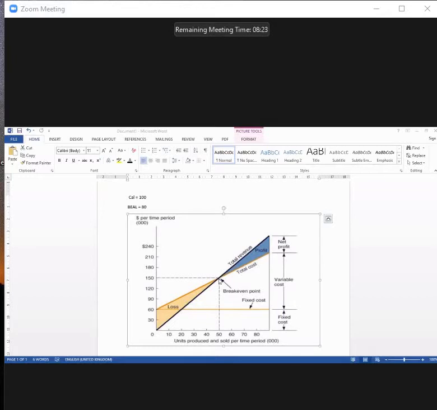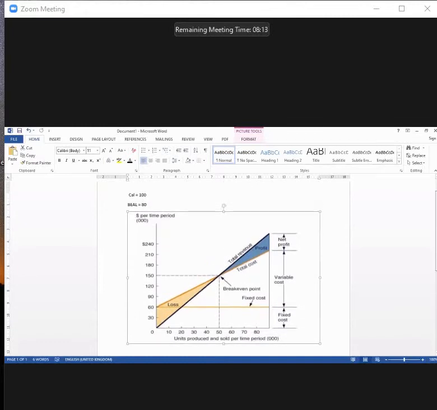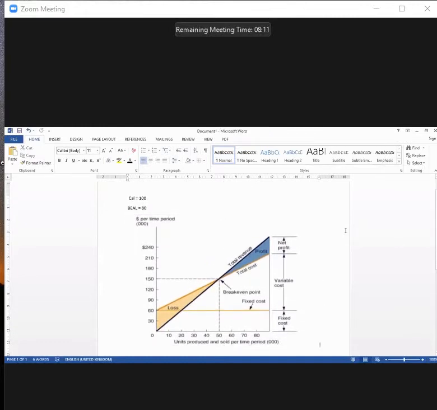Any questions? I thought I should use this diagram to explain margin of safety to you. So I can ask you also, with the aid of a diagram, illustrate margin of safety. That can be a question. Draw a break-even chart, explain the break-even curve, and then with the aid of that same diagram, explain margin of safety.